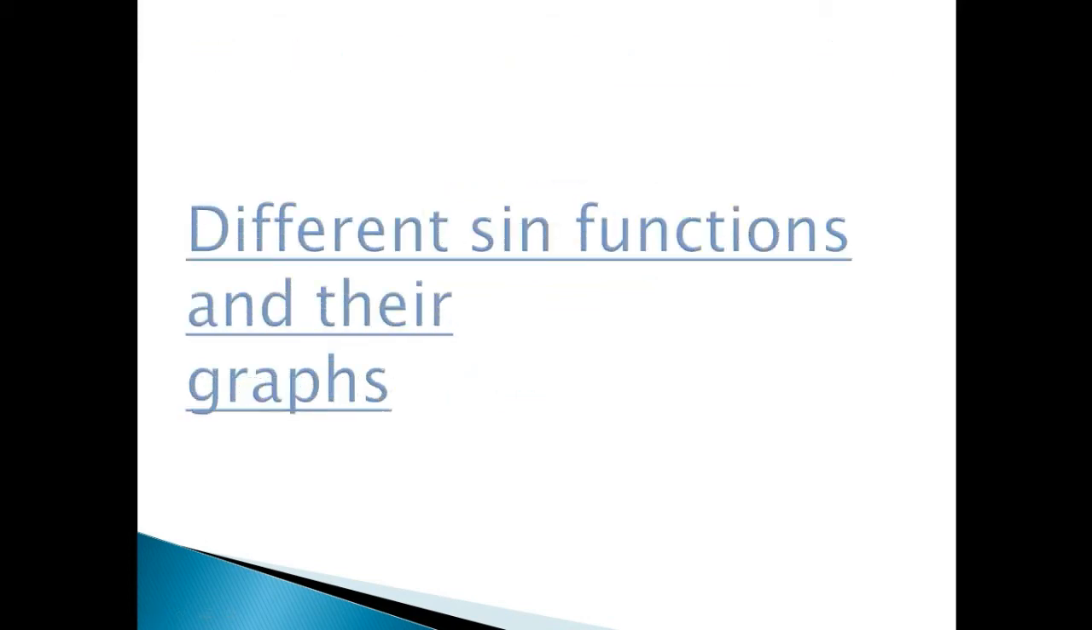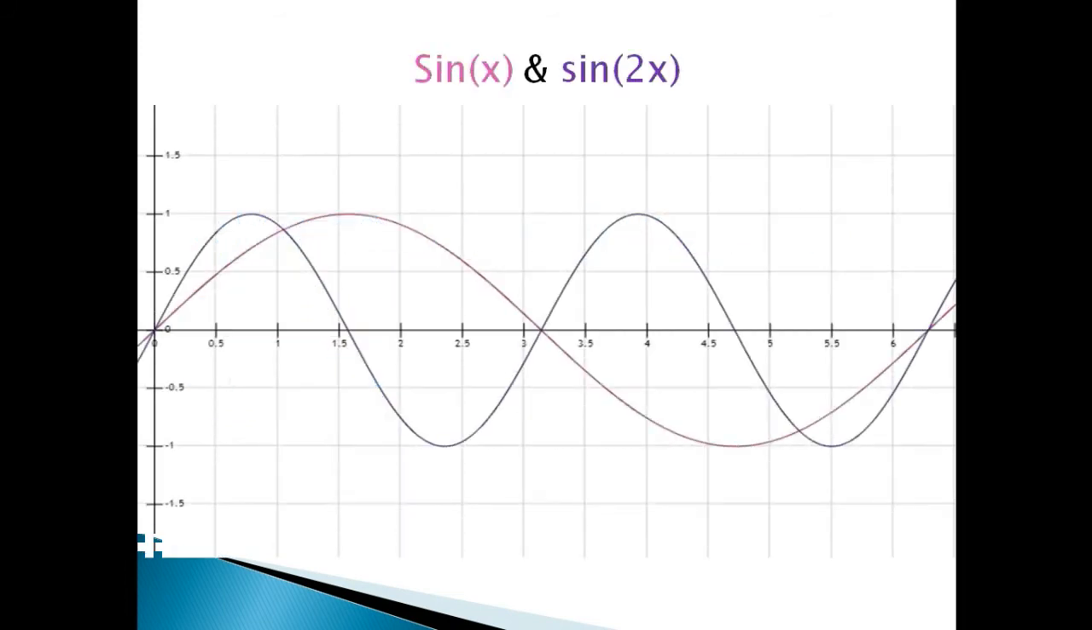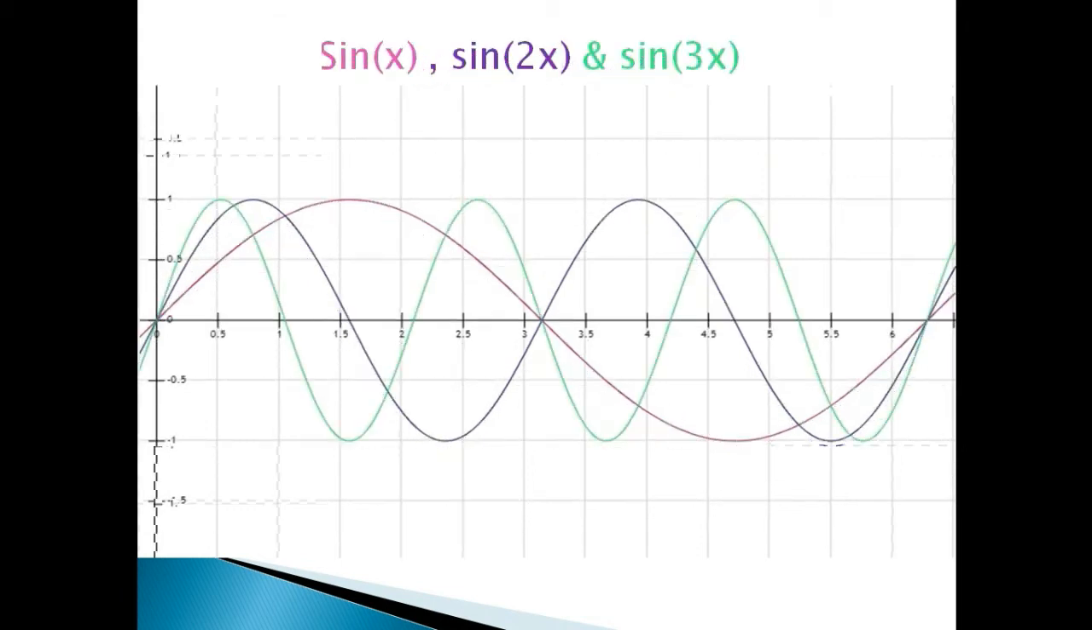Now we take a look at the graph of different sine functions. Here we have the graph of sin x and sin 2x. We can see both functions have same maximum and minimum value, but their period is different, with period of sin 2x is equal to half of sin x, that is pi. Similarly for sin 3x, minimum and maximum value is same, but period is 1/3 of sin x, that is 2 pi by 3.